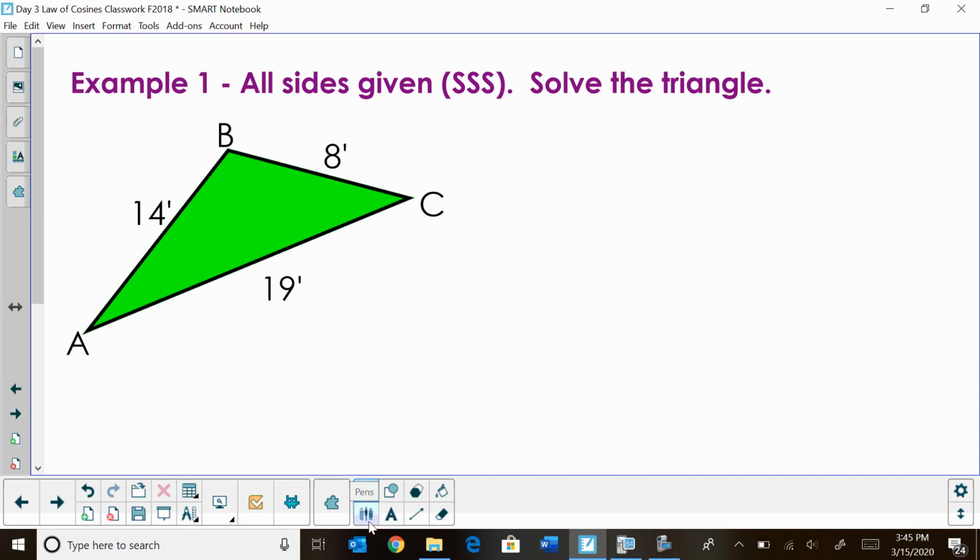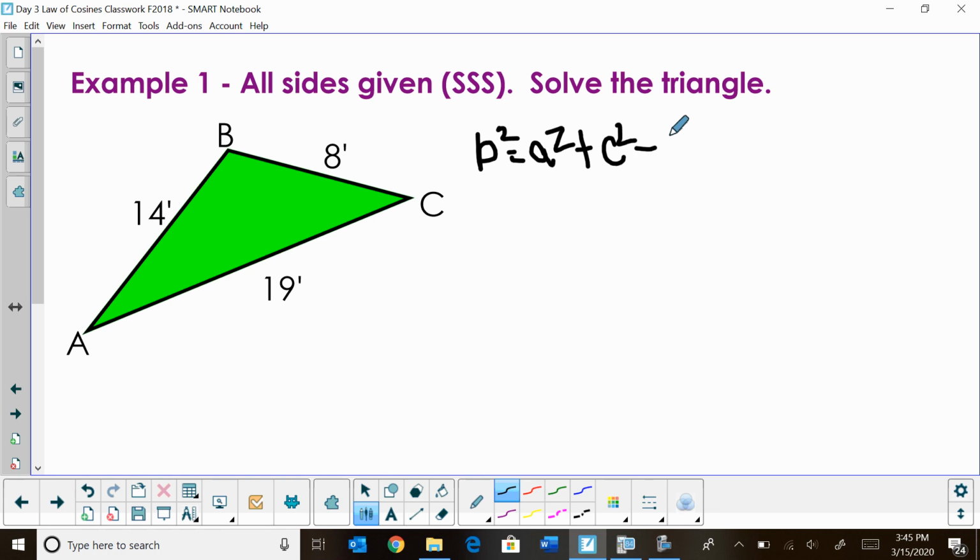So we're going to use the equation b squared is equal to a squared plus c squared minus 2 times a times c times the cosine of the angle B. So let's look at what we don't know. We do know B, we do know A, we do know C, so we can plug in A and C here, but we don't know angle B. So this is what we're solving for.